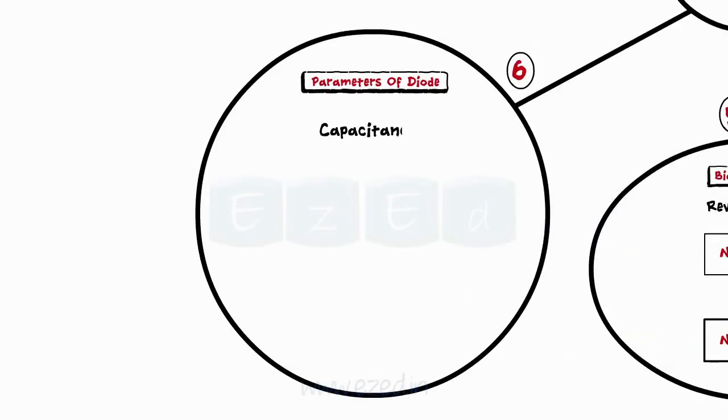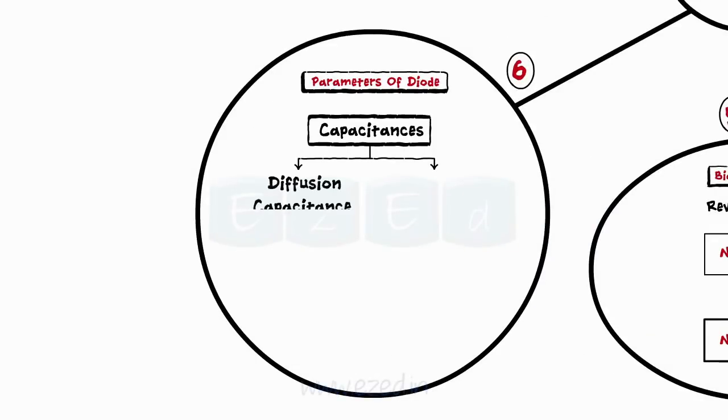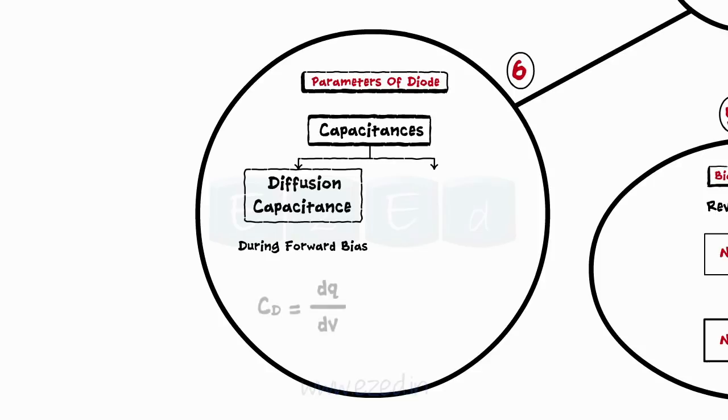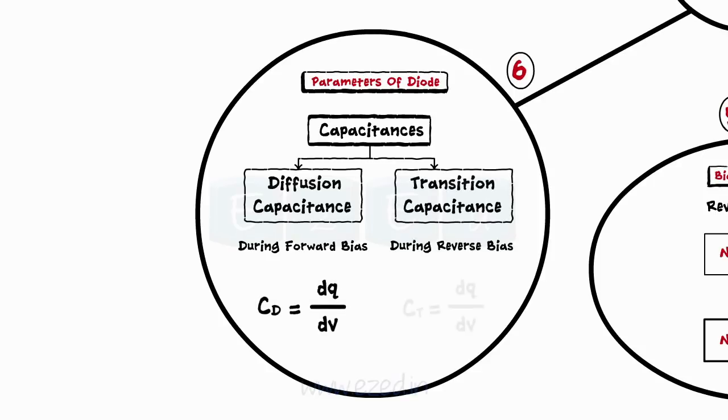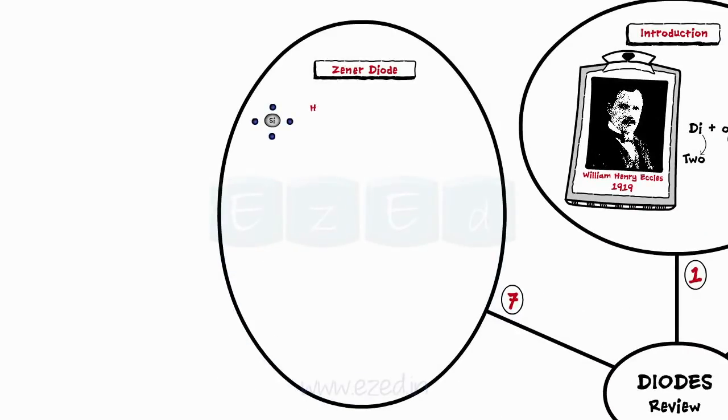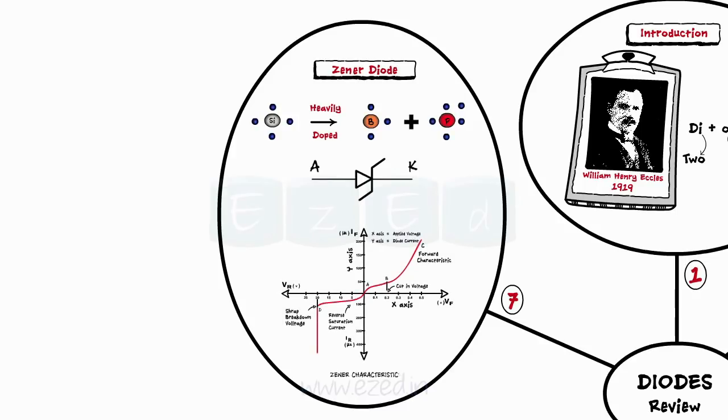There are two types of capacitances associated with diodes: diffusion capacitance, when the diode is operated in forward bias, and transition capacitance, observed during reverse bias. Zener diode is a heavily doped PN junction diode, which is specially used for its current conduction in reverse bias and controlled breakdown voltage.